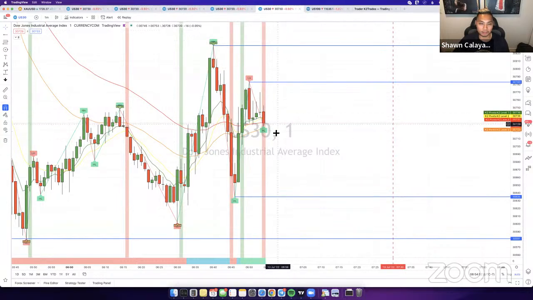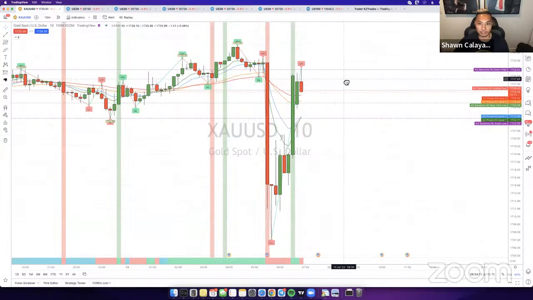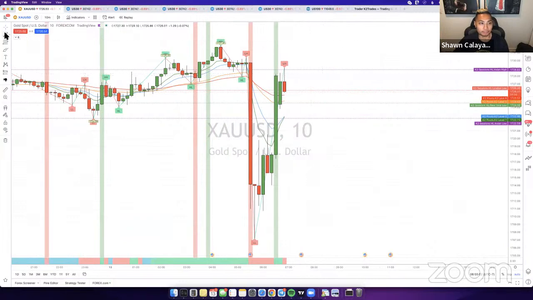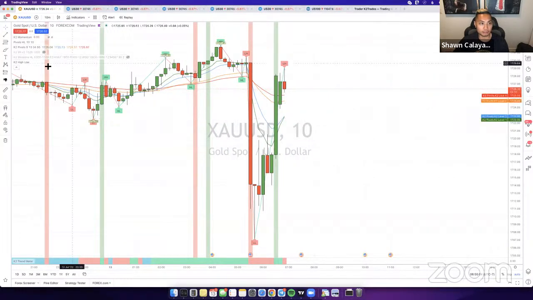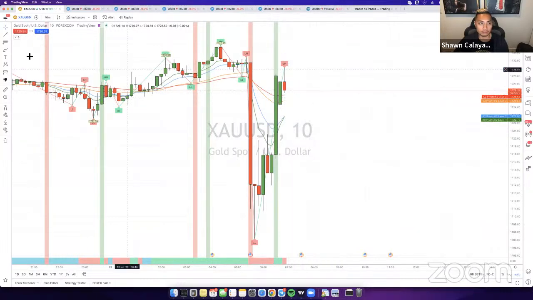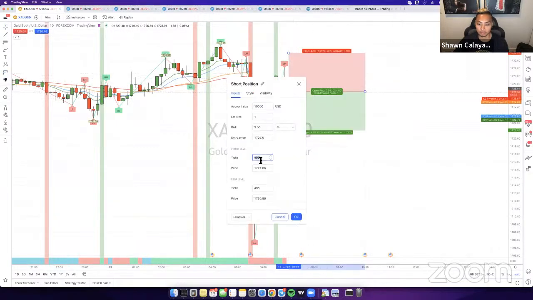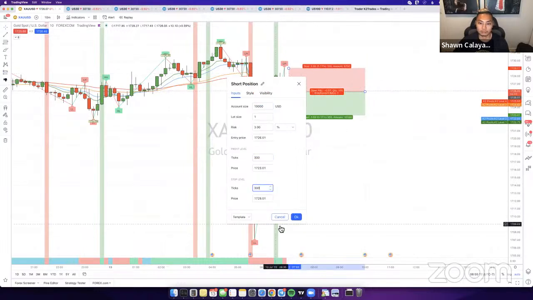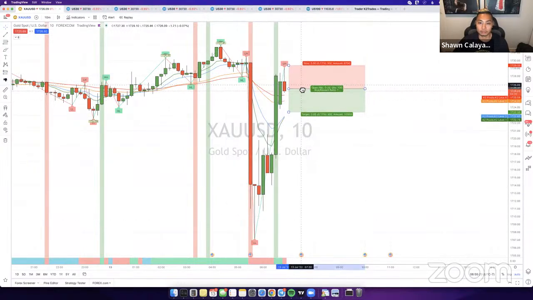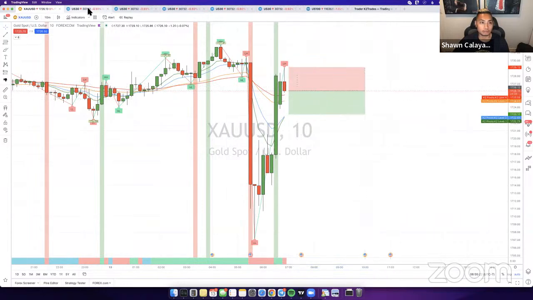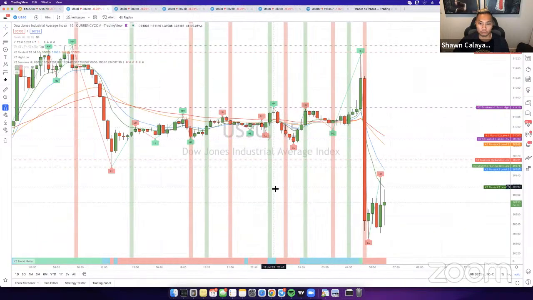US30 kind of dies out a bit. That's why I'm adding these other pairs here. I'm basically just adding pairs that you guys like, but not just because you like them, there are some pretty solid entries here from what I've seen. So this gold 10 minute right here looks like it might close soon. So possibly a gold entry there.